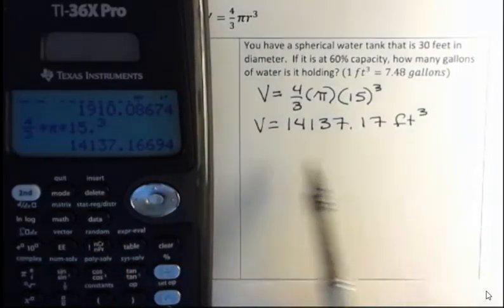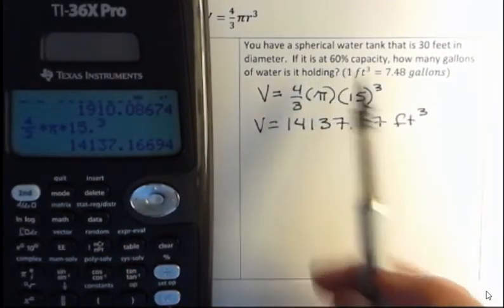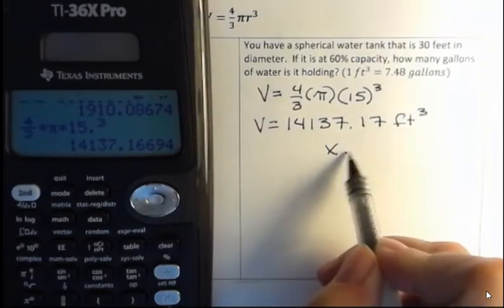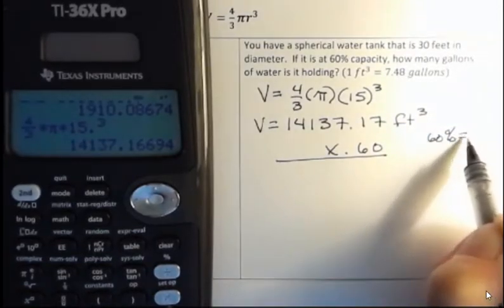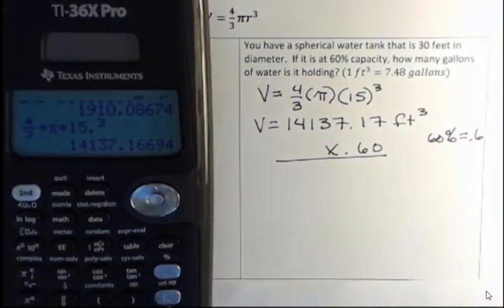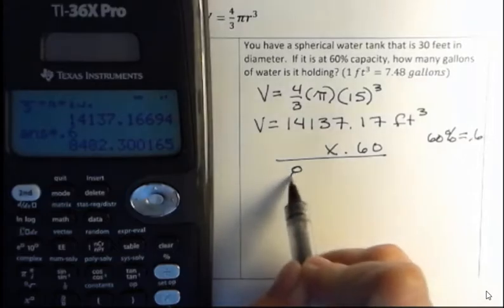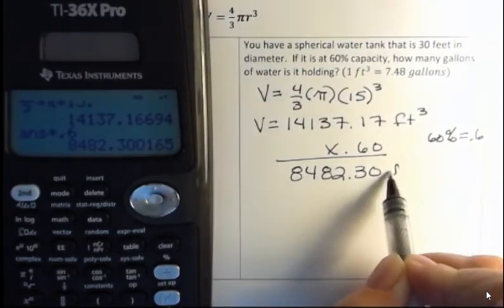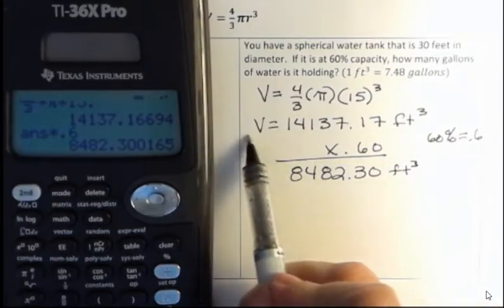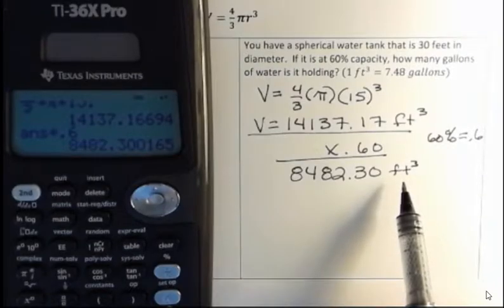But I know that my tank is only at 60% capacity. So I need to take this number and multiply it times 0.60. Remember, 60% is 0.6, right? 0.60 or 0.6. So I'm going to just go ahead and multiply that times 0.6. And that gives me 8,482.30 cubic feet. Now this was my volume total. This is how much water I actually have in there.